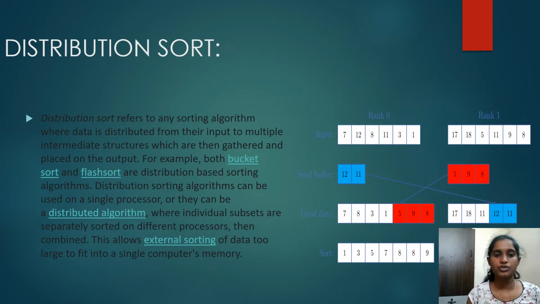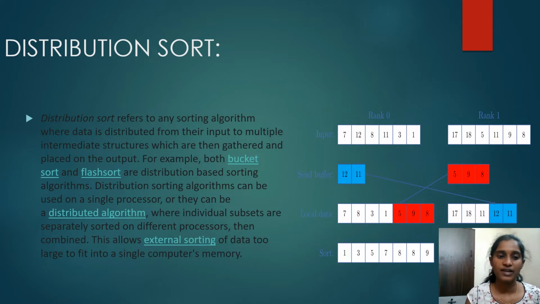Distribution sort. Distribution sort refers to any sorting algorithm where data is distributed from their input to multiple intermediate structures, which are then gathered and placed on the output. For example, both bucket sort and flash sort are distribution based sorting algorithms.